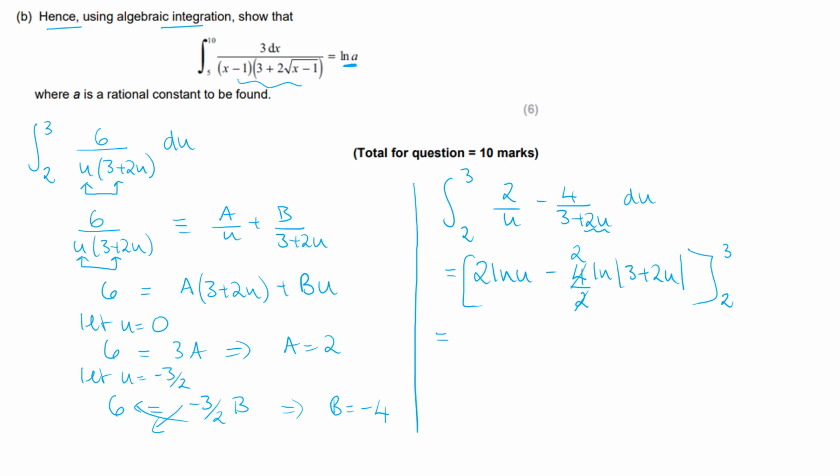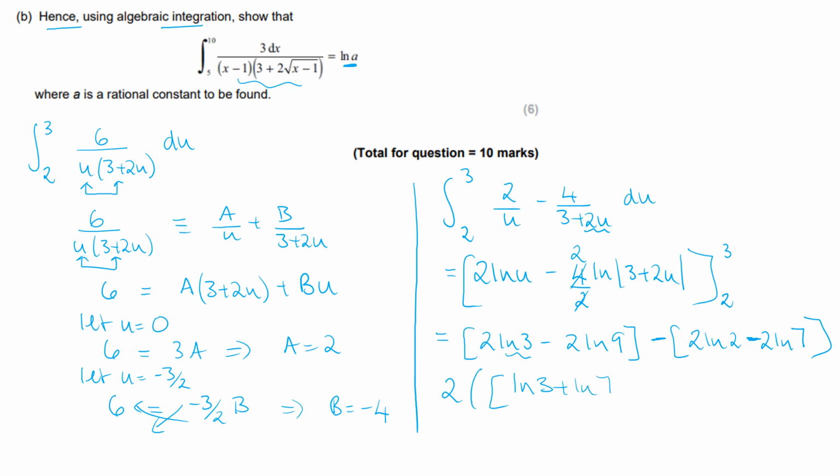Now putting in my limits, I'm going to have 2 ln of 3 minus 2 ln of, when u is 3, 2 times 3 is 6, plus 3 is 9, minus, putting 2 in, 2 ln of 2 minus 2 ln of 4 plus 3 is 7. Now you can just use your log laws and do this various ways. I might take a 2 out and then recognize that I've got an ln of 3 here, and this minus will make a plus. So doing the plus terms, it'll be ln of 3 plus ln of 7, and then we're going to have minus ln of 9 minus ln of 2.